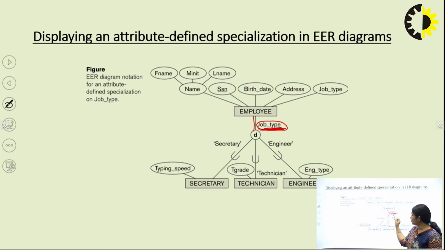Now this job type, if we give the value secretary, then the subclass is secretary. If it is technician, within single quotes we have to give, then it is technician. If the job type is engineer, then we have made the subclass engineer. These are specific to these subclasses.